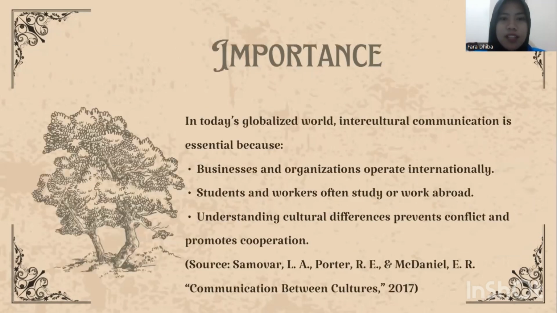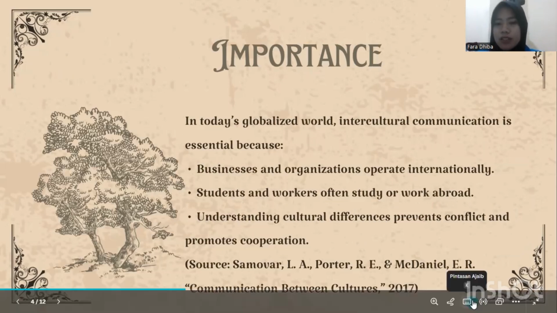That is important. In today's globalized world, intercultural communication is essential because businesses and organizations operate internationally. Students and workers often study and work abroad, and understanding cultural differences prevents conflict and promotes cooperation. And then this is the source from Samovar, L.E., Porter, R.E., and McDaniel, Communication Between Cultures.